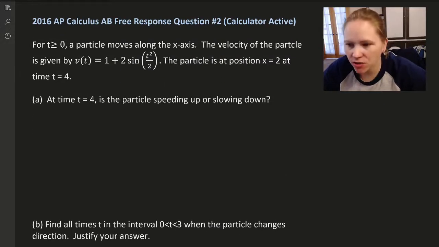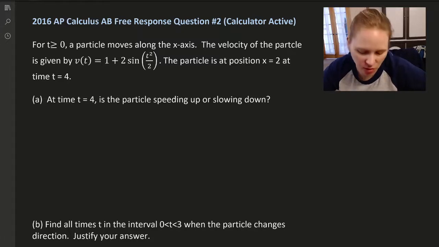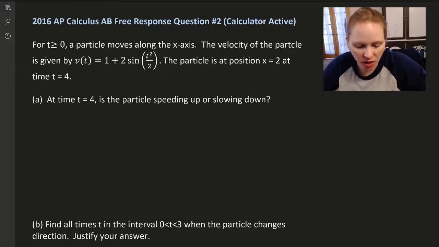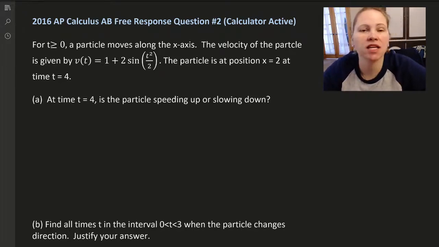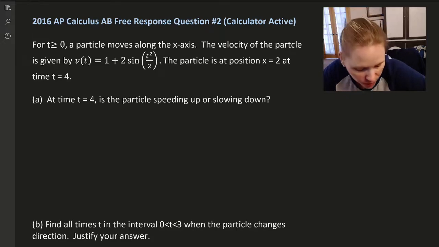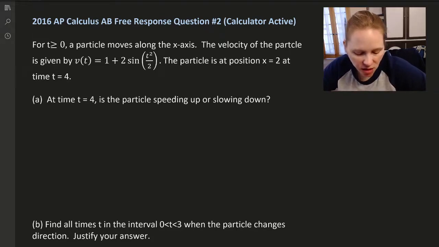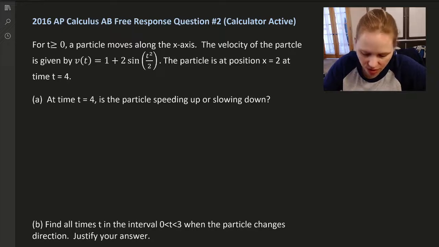So what I want to do right now is walk through a free response question that uses a lot of these skills. So this came from the 2016 AB exam. It is free response question 2, so you can look it up and follow along. But you're given a particle for t greater than 0. A particle moves along the x-axis. The velocity of the particle is given by this equation. The particle is at position x equals 2 at time t equals 4. At time t equals 4, is the particle speeding up or slowing down?